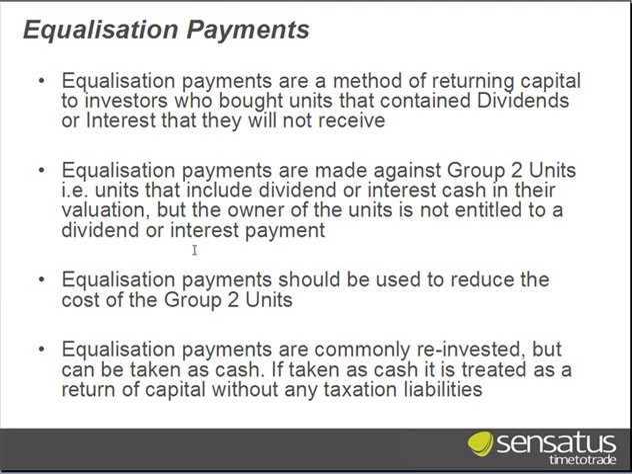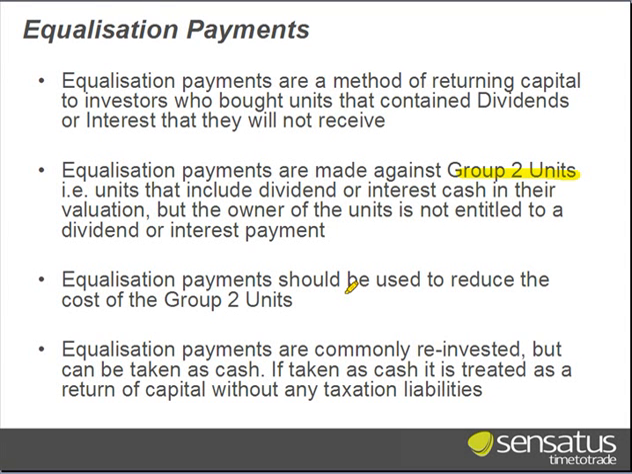If you buy a unit where some of the value of that unit is destined to be returned to other investors, then that is classified as a Group 2 unit. Okay? Equalisation payments then should be used to reduce the cost of the Group 2 units. So if you paid, shall we say, 100 pence and 10p of that contained interest or dividends that you're not going to receive benefit from, then when it comes to calculating gain, the value of the units will be reduced from 100 pence to 90 pence.